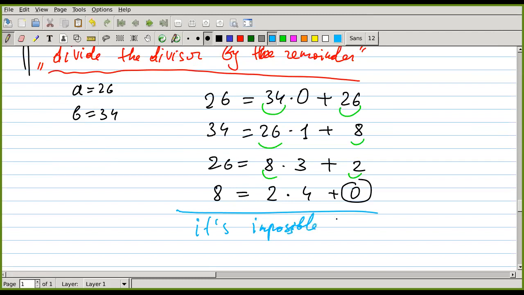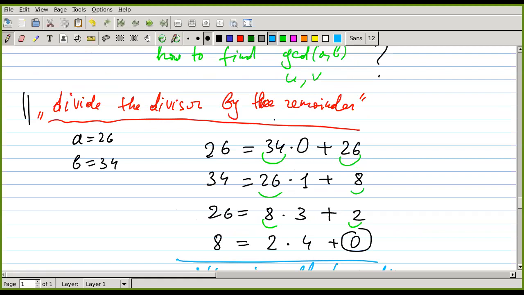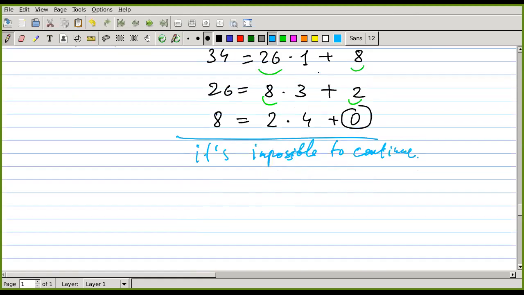It's impossible to continue. Is it clear? Because it is not possible to divide by 0. So our algorithm has terminated. Is this idea clear? Yes. And now let us see what we will have in general.